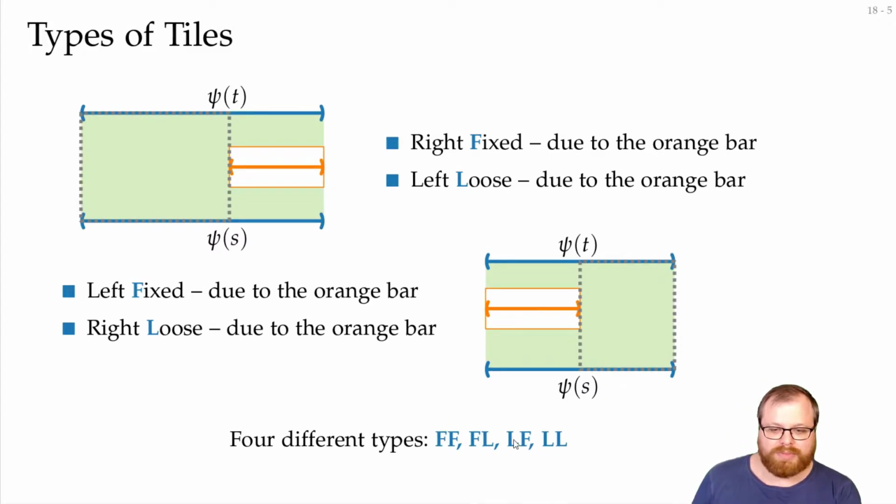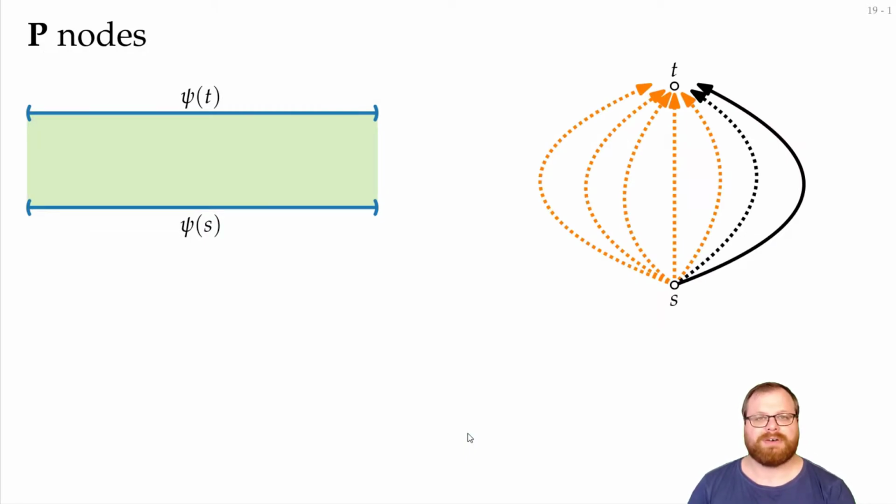And to get an impression of how to do this, let's just jump right into the first type of nodes, the P nodes. So let's say we have some source S, some target T, and we have a bunch of edges or components between them. Some of them here are orange, that means that some vertex inside this component is already fixed. Some of them can be black, that means they are completely free, and then there might also be this single edge here.